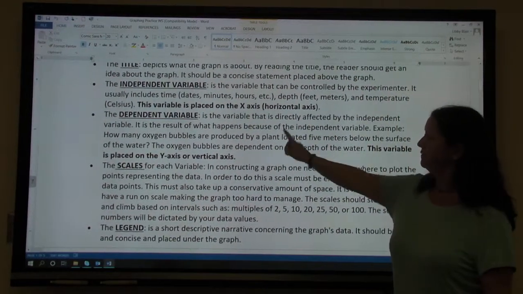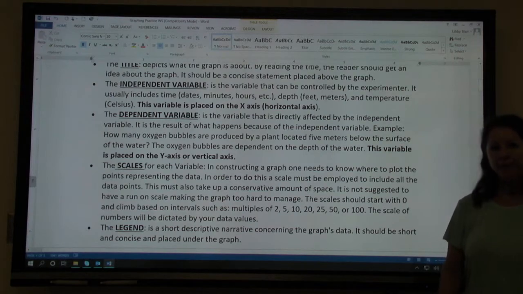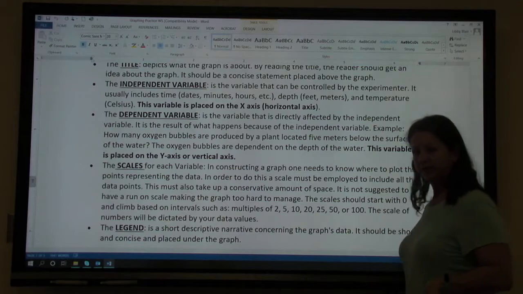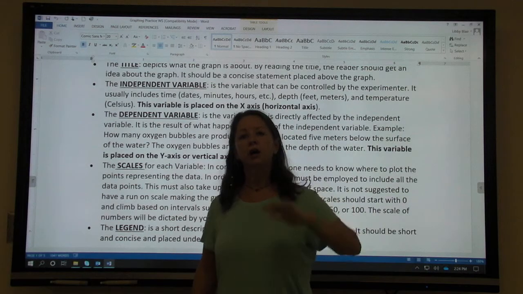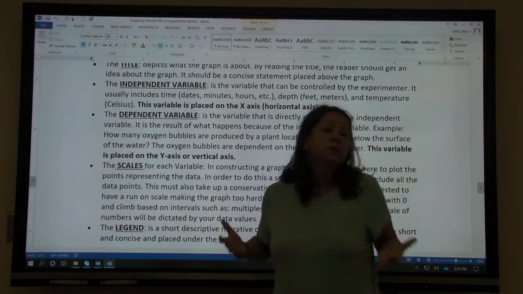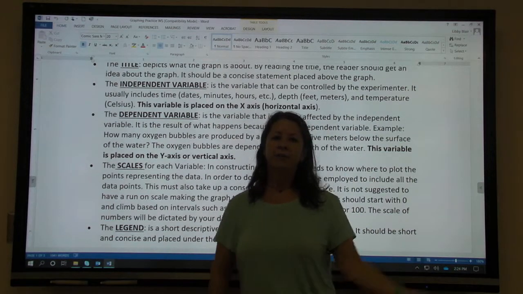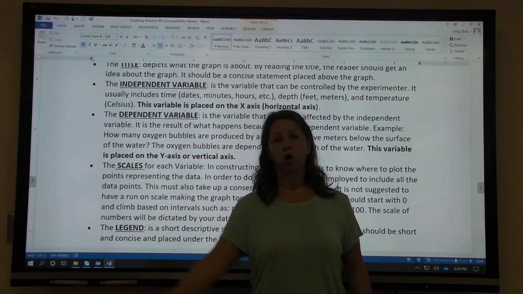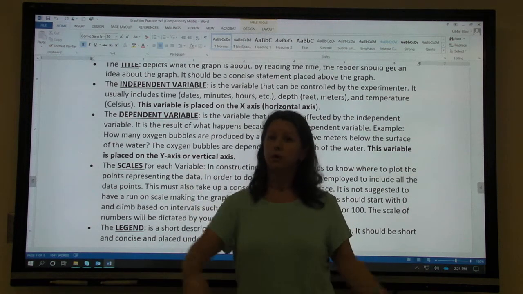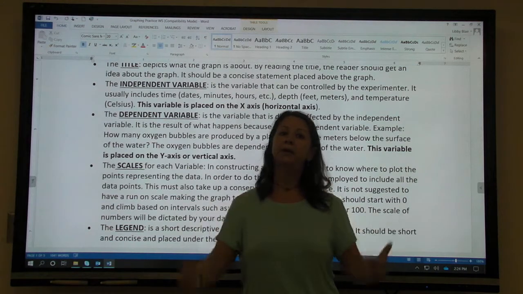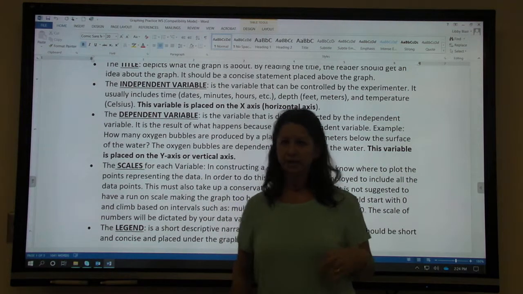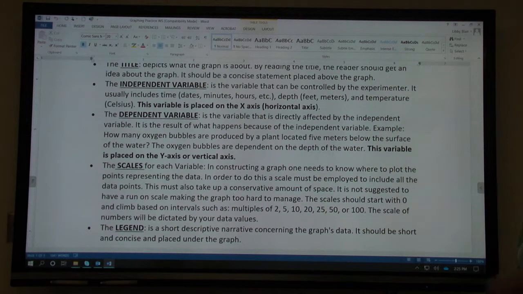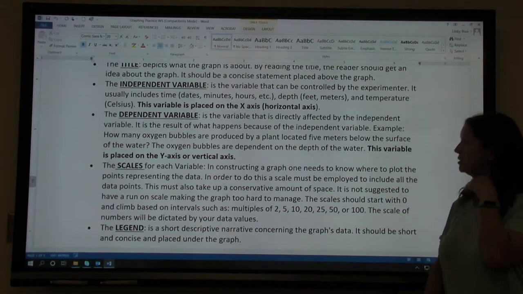The dependent variable is what happens because of that. It is the variable that is affected by the independent variable, all right? So how tall the plant is depends on when I measure it. If I measure it on Monday this week, I need to measure it again on Monday of next week, and it should have grown. But how much it grew depends on when I measure it. So it depends on the independent variable, okay? So it's what happens because of the independent variable.